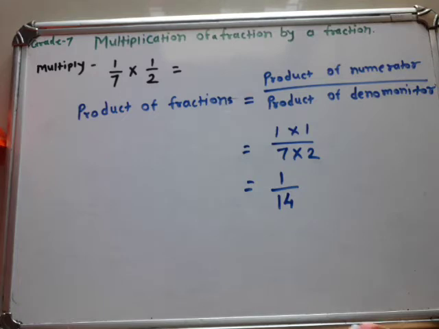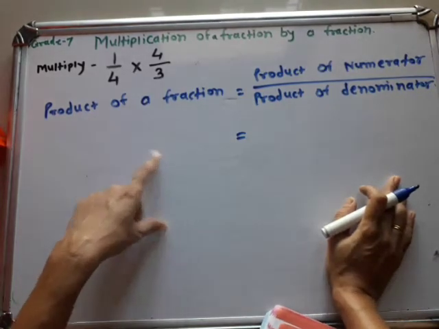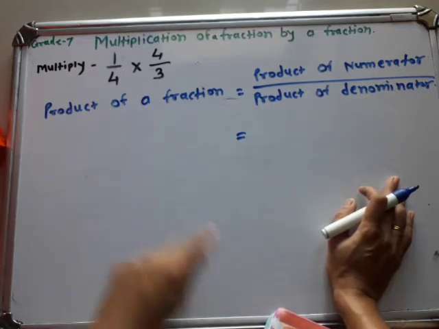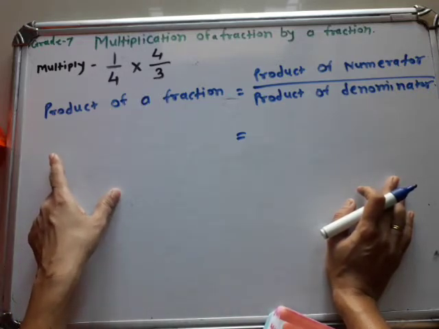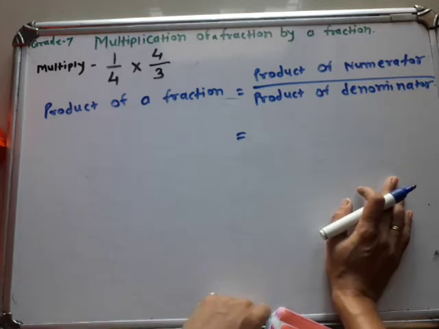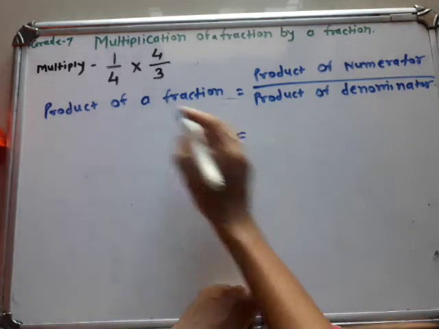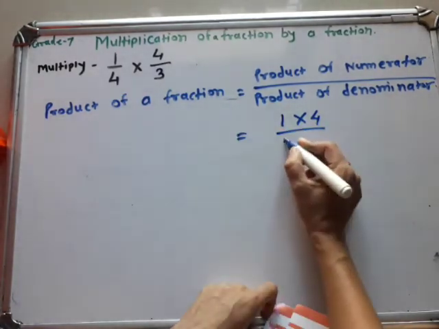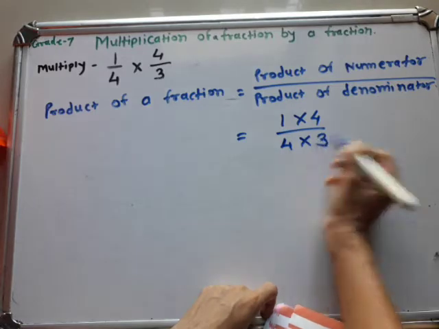Okay, this is your first question. See here, we take a next example. Now see here, this is the second question: 1 upon 4, 1/4 multiplied by 4/3. So here first you have to write the formula. Product of fractions is equal to product of numerators and product of denominators. So first is 1 multiplied by 4 and 4 multiplied by 3.